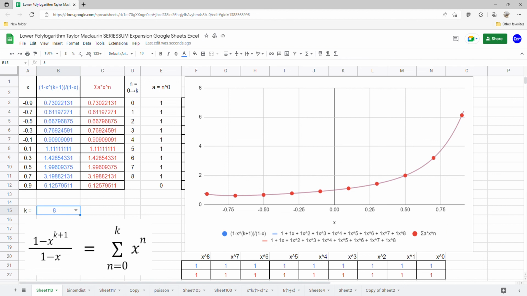This completes the use of the Taylor-Maclaurin SERIESSUM expansion and LINEST polynomial regression to generate the polylogarithm of 1 minus x raised to the power k plus 1 over 1 minus x.